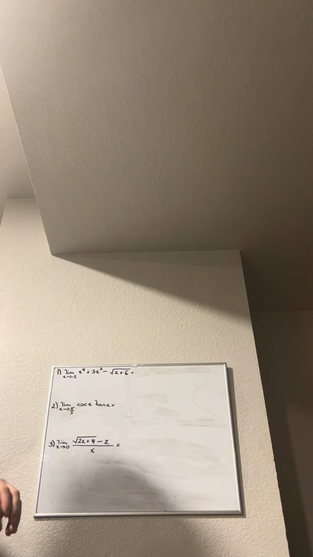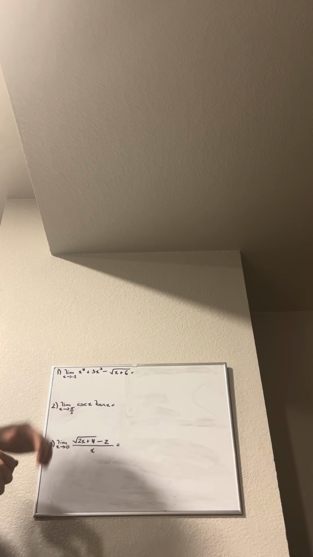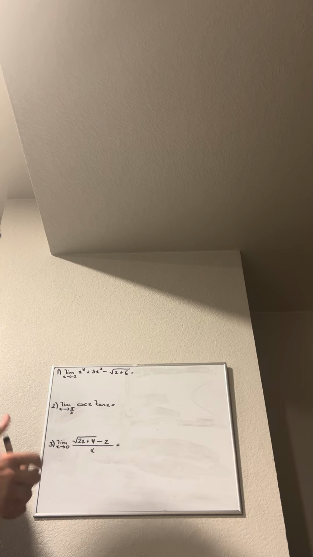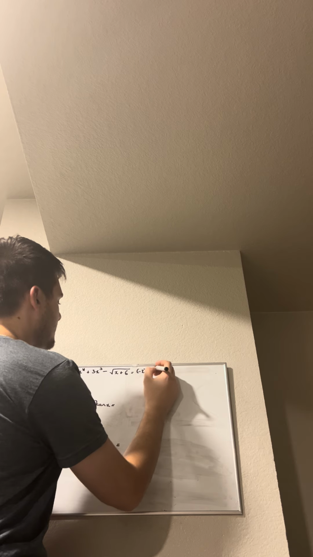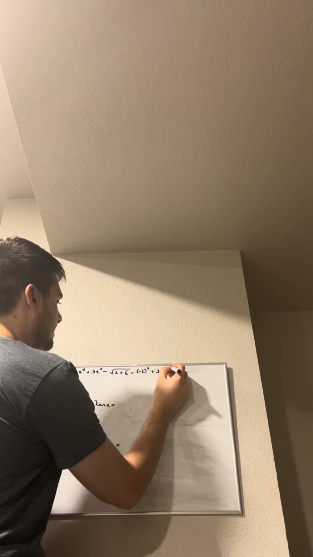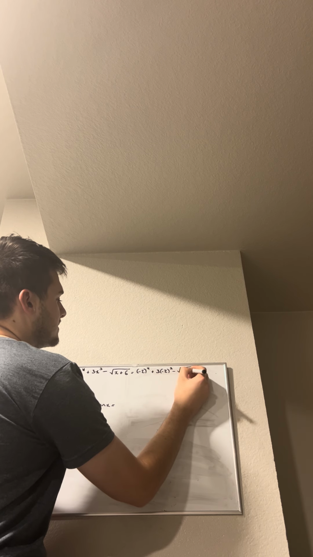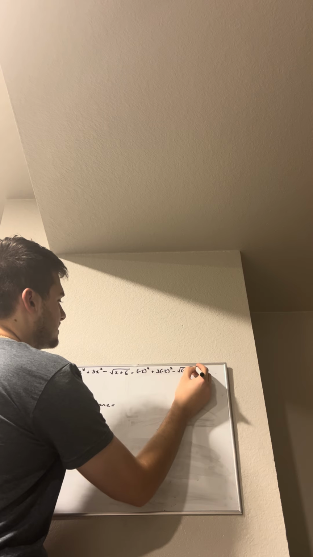So the first limit right here, we have the limit as x approaches -2 of x to the power of 4 plus 3x to the power of 3 minus root of x plus 6. In this case, we can try to substitute this -2 directly into the expression. So we have (-2) to the power of 4 plus 3 times (-2) to the power of 3 minus root of -2 plus 6, and then we solve.